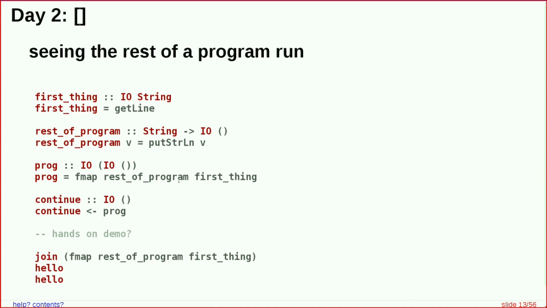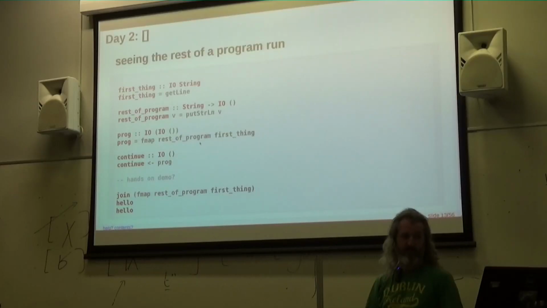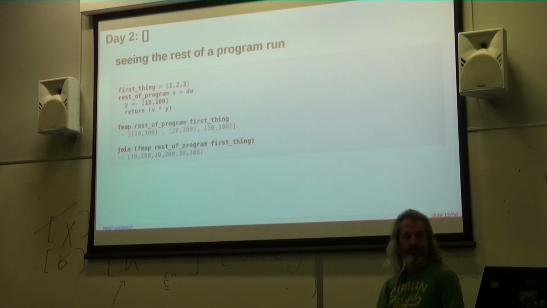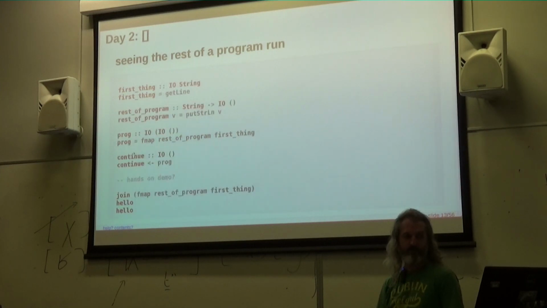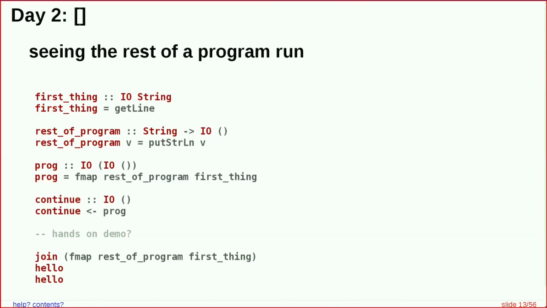And what we should be able to do is like we did on the previous slide. So here to run it, we map the rest of the program over the first thing, and then we join that together. So what happens if we map this rest of the program over our first thing, get line? Let's look at the types. This is a type IO string, and we're going to map in a thing that takes a string and gives us an IO unit. So we replace this string with IO unit, and we get this IO action that's going to return another IO action.